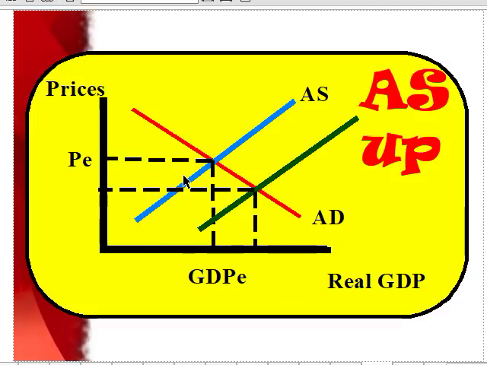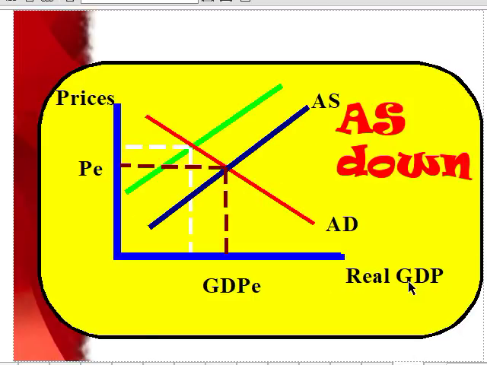If you could do anything in a perfect world, you would want aggregate supply to always keep increasing, because that creates jobs and lowers prices. What could be better than that? More money, lower prices. Okay? And then finally, what happens if aggregate supply goes down? It moves to the left. Now, because we're producing less, people are going to lose their jobs. We're going to have less real GDP. And at the same time, prices are going to go up.